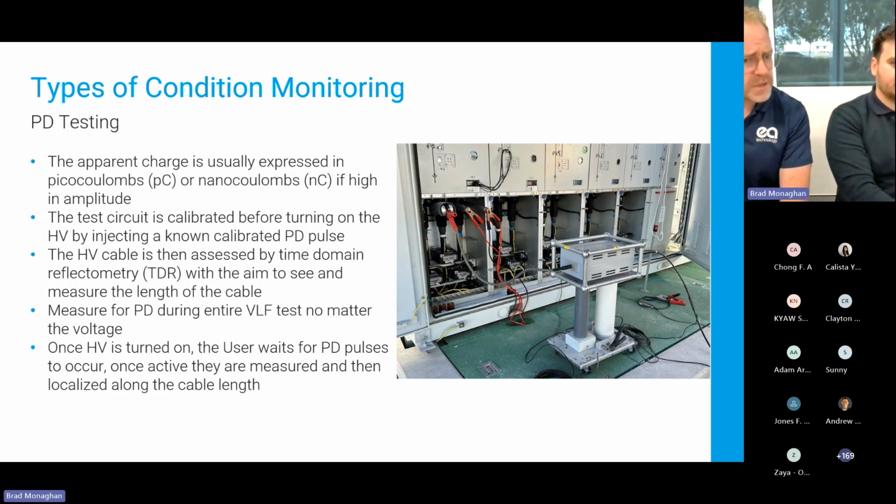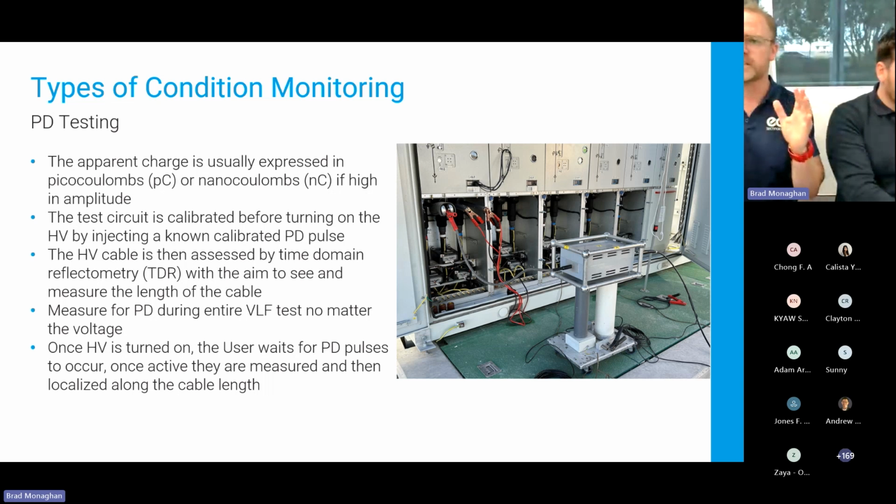Okay, so as I said, picocoulombs, nanocoulombs, that's what they get measured in. Picocoulombs are less than nanocoulombs. To run the test, before you put your volts on, you'll hook everything up. Then you'll put a calibrated pulse into the circuit. Change the calibration level of that pulse, see that your software is seeing it.